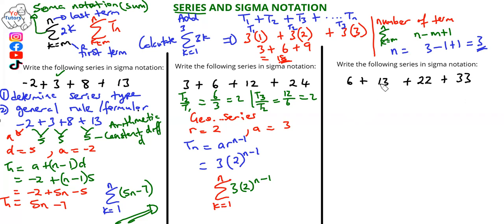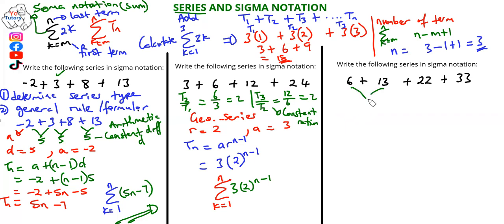But also, if you say 13 divided by 6, we don't see a constant ratio here, because in the geometric series it was a constant ratio. Then let's now move on to this.